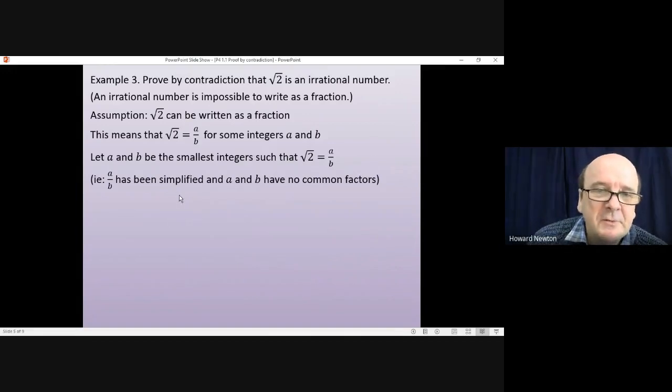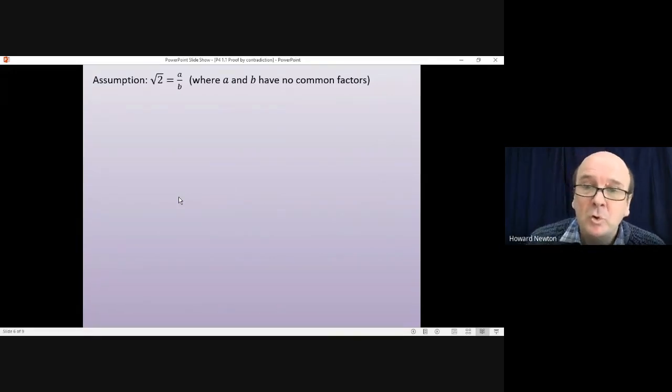Okay, let's have a look at the proof. So that was our assumption. Our assumption was that the square root of 2 is a rational number, that you can write it as a fraction, and that fraction we'll call a over b, where we've simplified the fraction. So a and b have got no common factors.